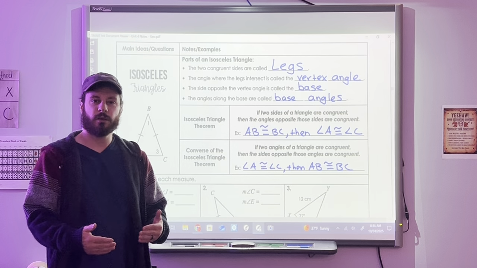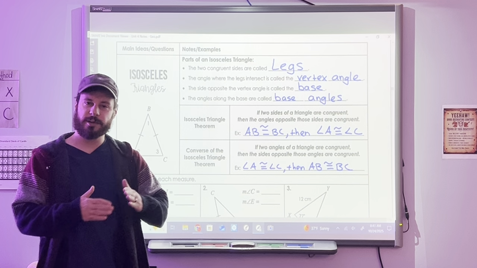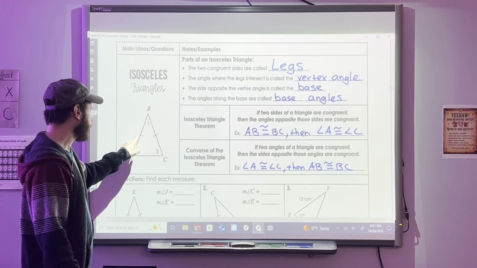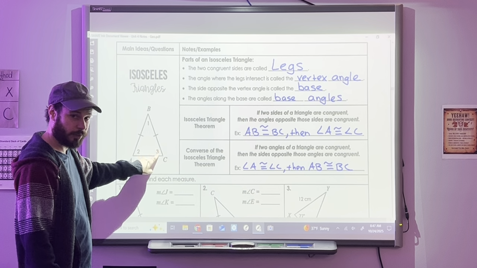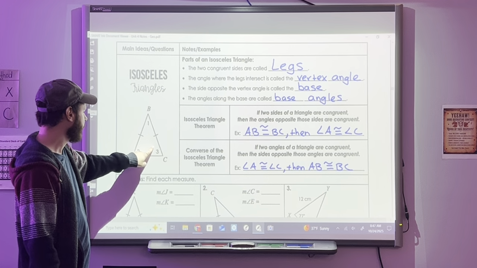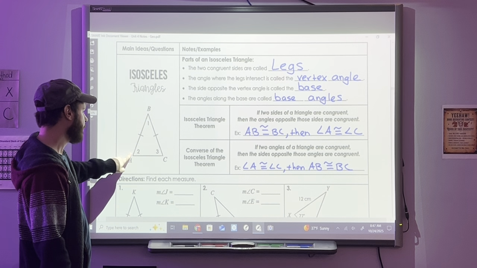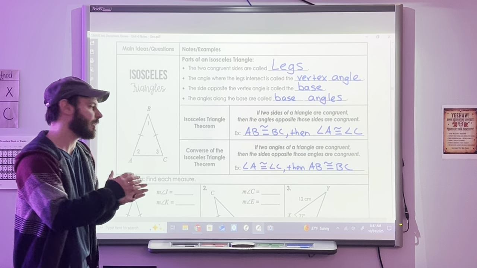The angle that is opposite of a side, they're kind of related. What I mean by that is like this number 3 in this corner. That's talking about this angle right here. This corner is opposite of this side, and they reflect each other.